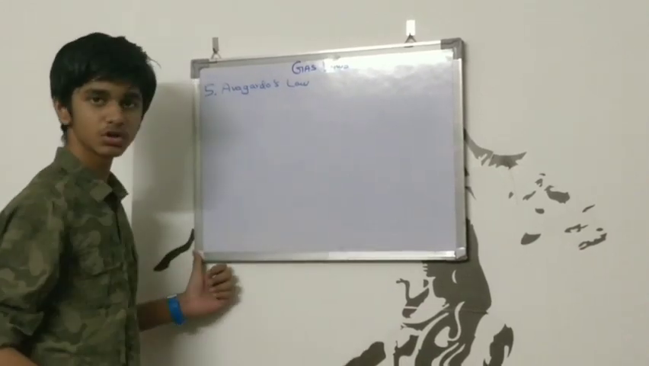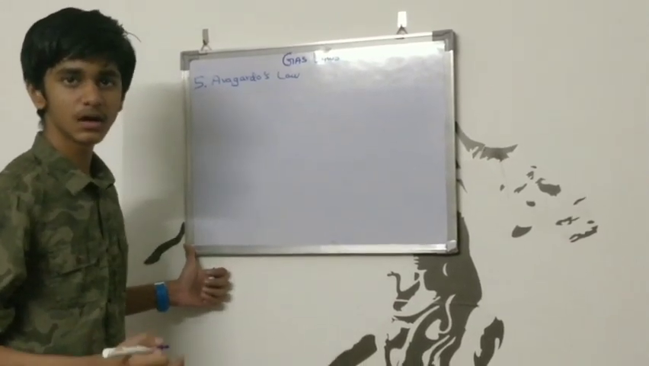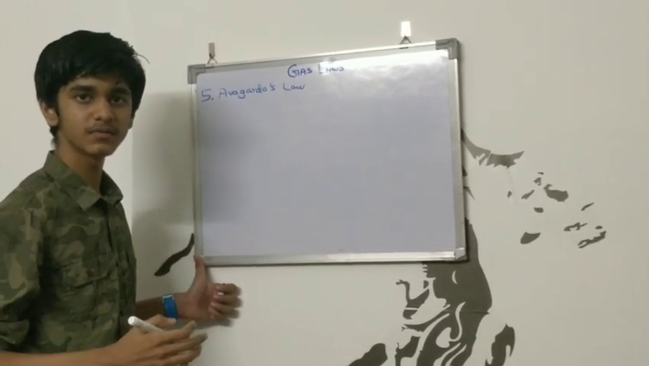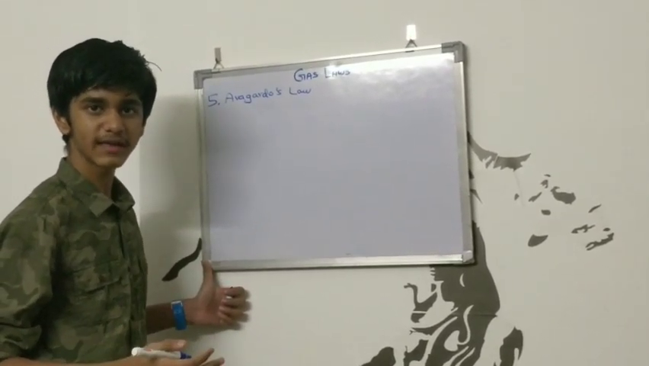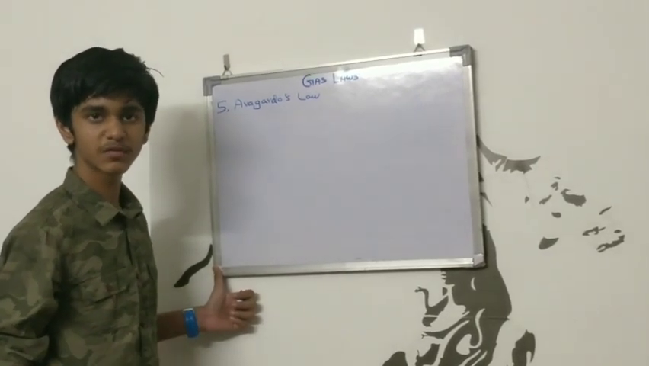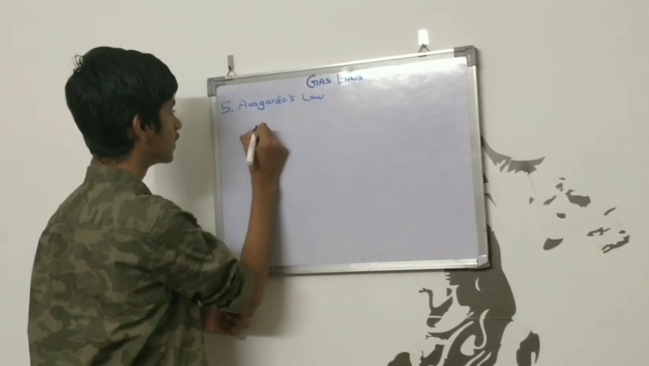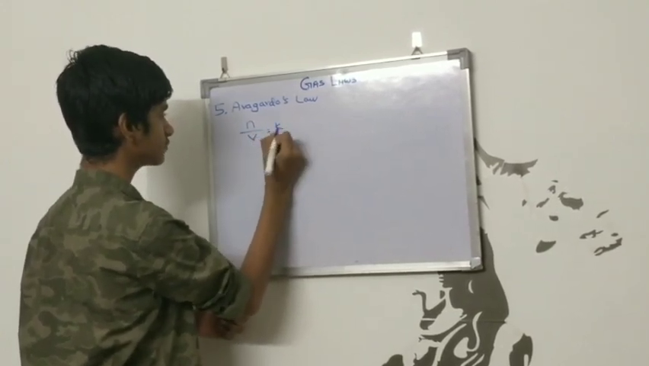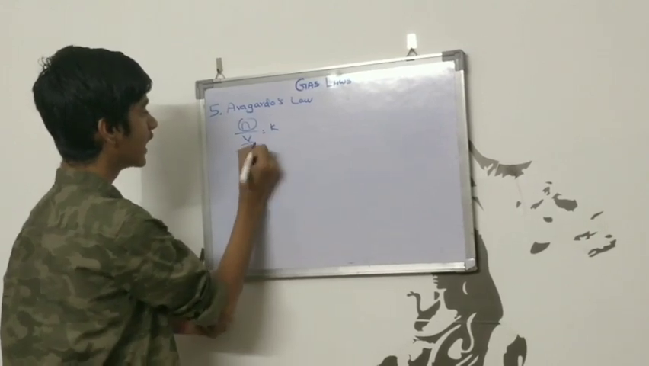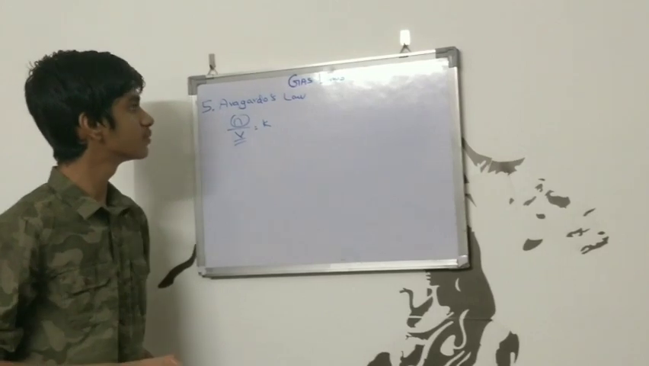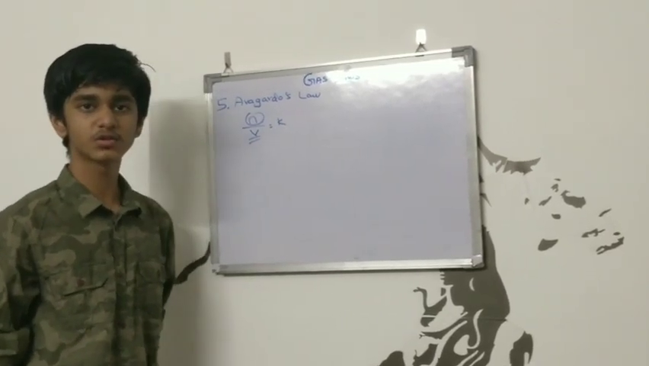Avogadro's law states that if we have two gases with similar volume and the pressure applied on the gases is the same at the same temperature, they would contain the same number of molecules. So we can write that N by V is constant, where N is the number of molecules and V is the volume of the gas. So these are the main gas laws in chemistry.